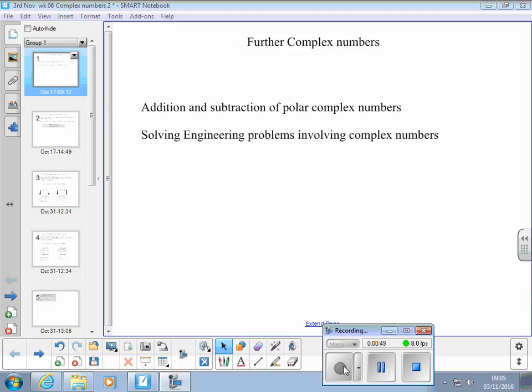This week, as a bit of revision of what we did last week, we're going to look at addition and subtraction of polar complex numbers, using the method I would expect you to use if you need to do that in the exam. Then we're going to look at solving some specific engineering problems with complex numbers, which will come in handy because we'll be doing that in science as well, certainly in my electrical. Similar problem, or at least one of them today.